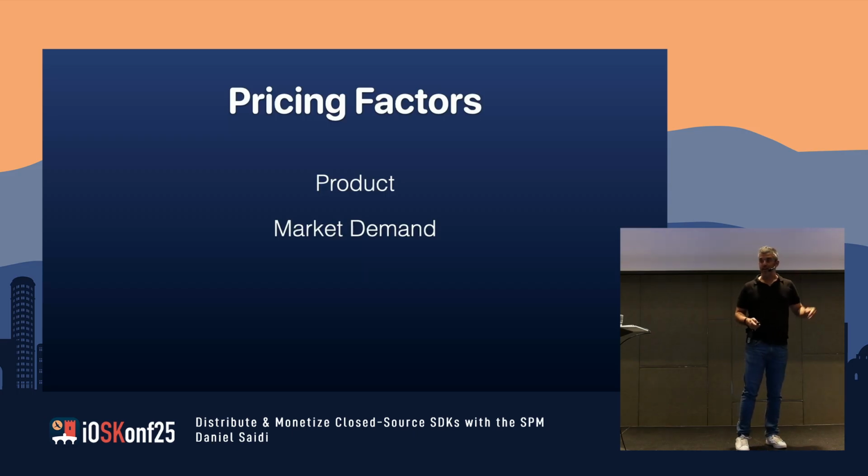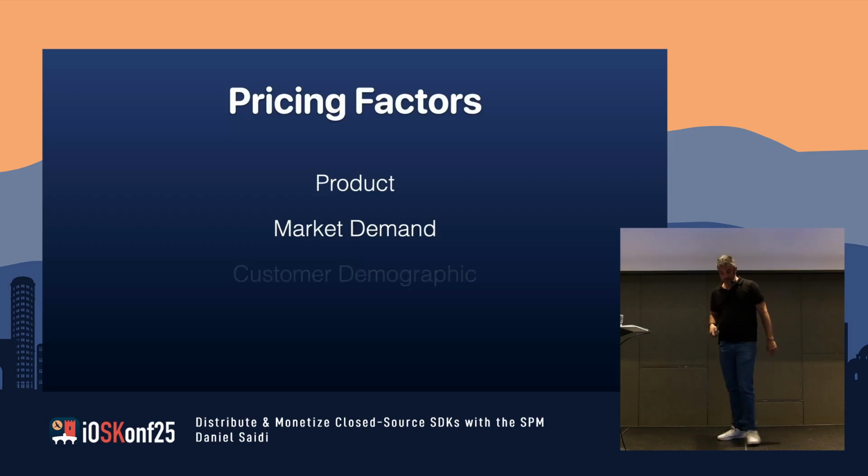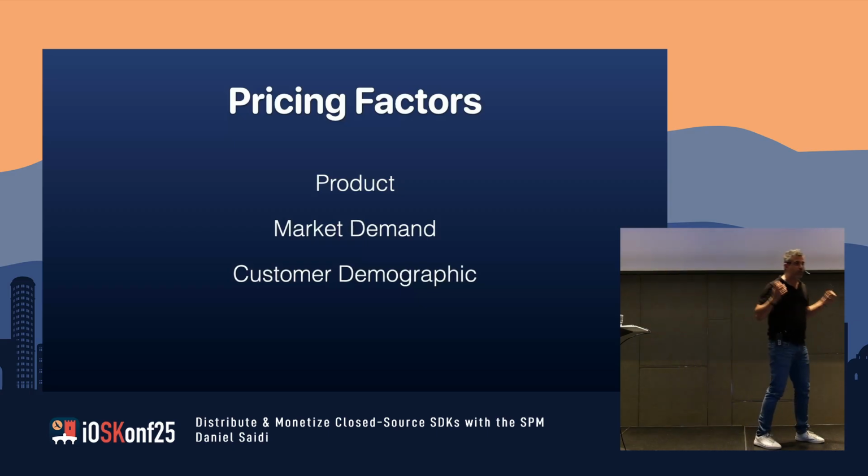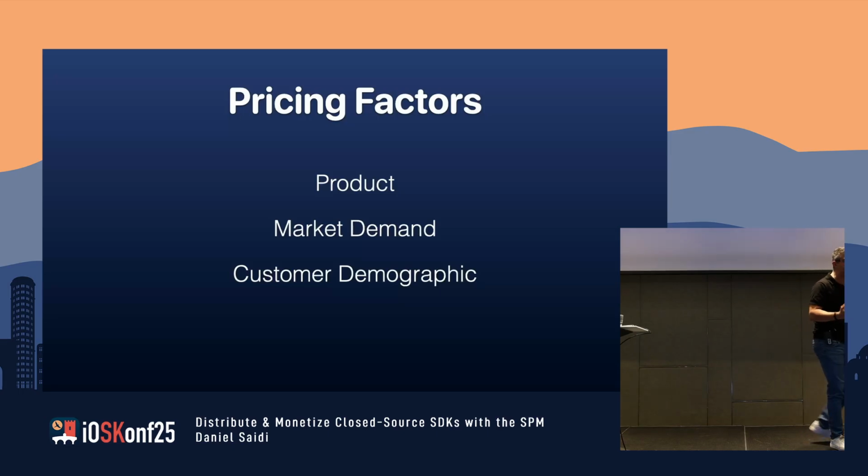I went with really high, and I'm happy that I did. Because the ones who need my product, they really need it. And there's probably not going to be that much competition for it. You also have to consider the customer demographic. What if you build the best SDK for students learning Swift, and then you realize that all your customers are students without money?